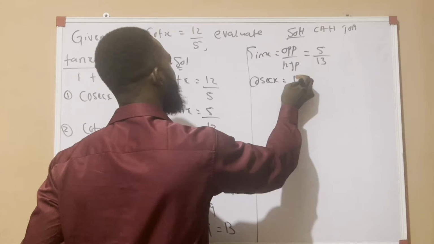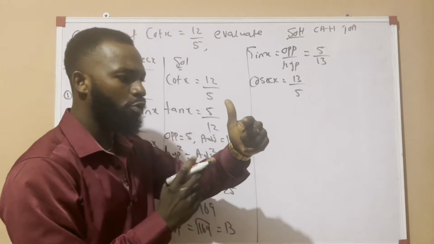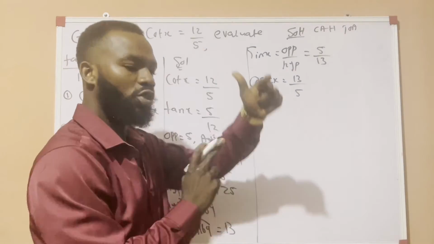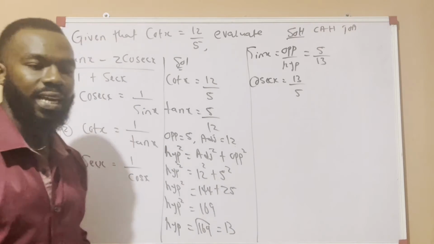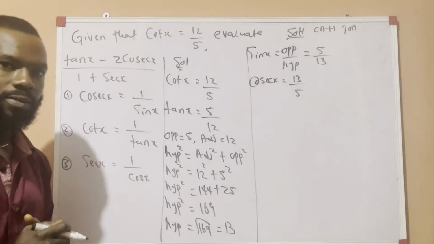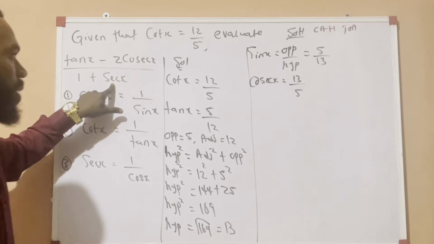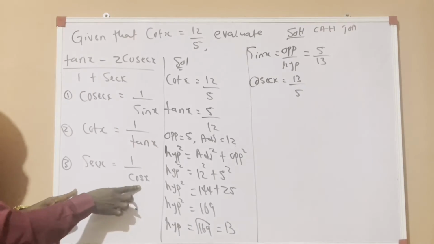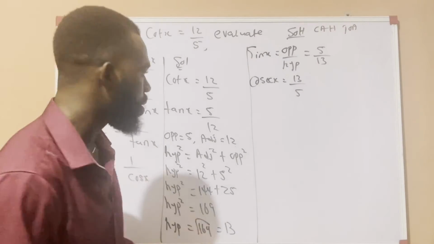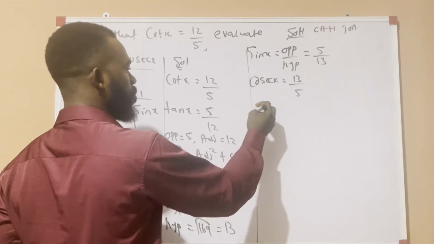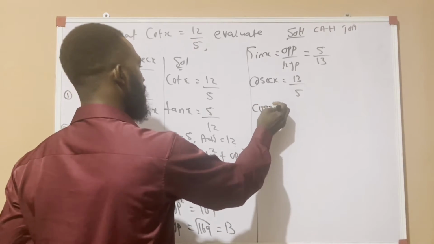Cosec x becomes what? 13 over 5. Because when you reciprocate sine, when you turn sine upside down, you have gotten the inverse of sine. And the inverse of sine is what? Cosec. Now, let's go to the next one, sec. Now, sec is what? The inverse of cos. So, the best way to get sec is to get cos. Let's get cos. Cos x.